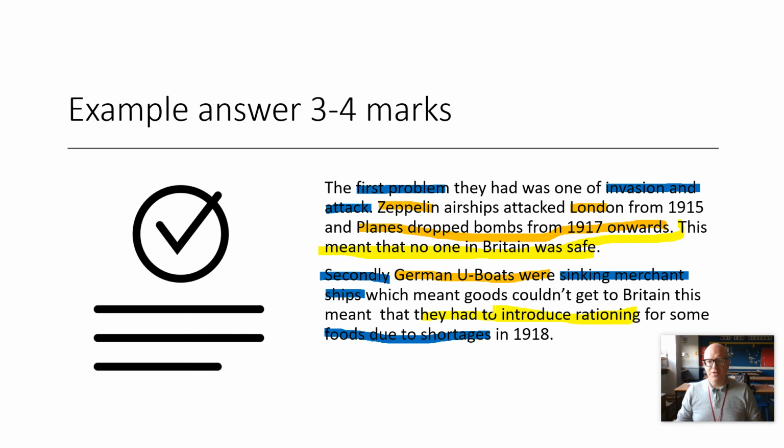It's a problem because goods couldn't come in. So you can see you've got your point, your evidence, and your explanation. They don't always have to be in that order, but it does make more sense if it's in that order. But when I mark this, I can see we've got some good knowledge in there, and we're going to give 4 marks for that. Not too hard for this paper.